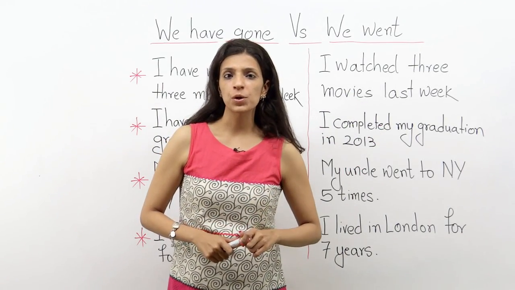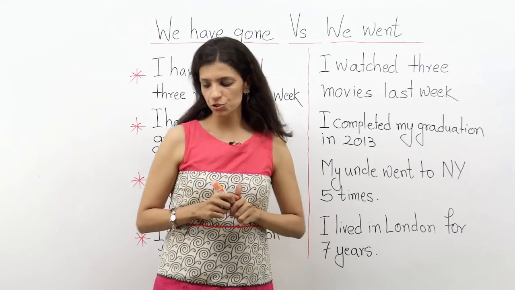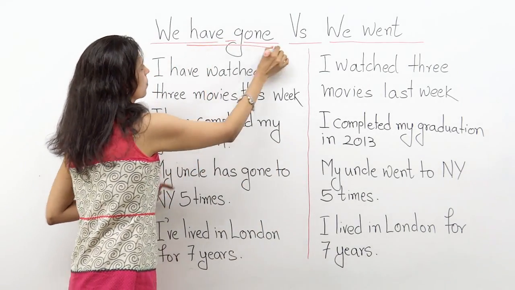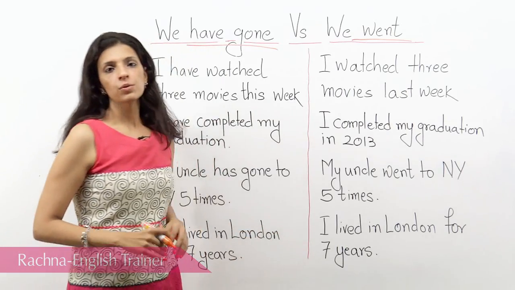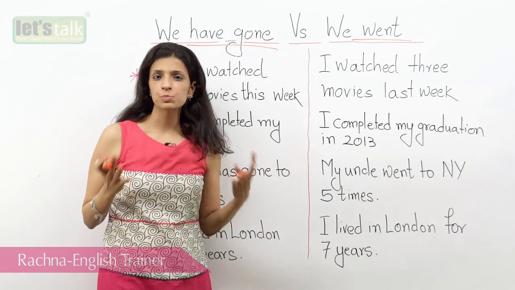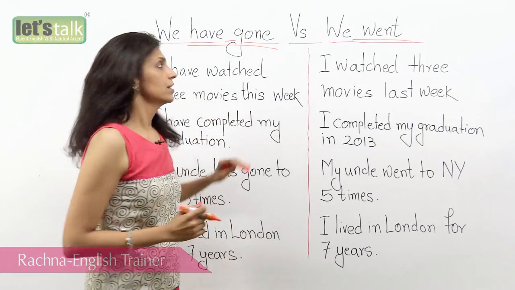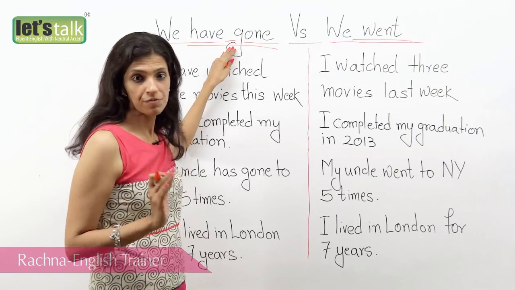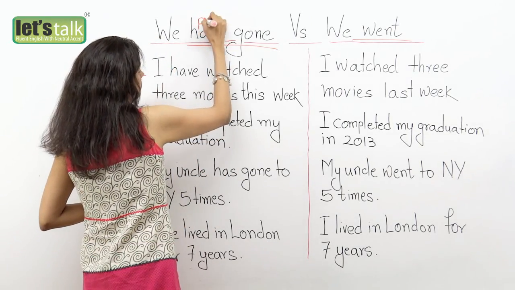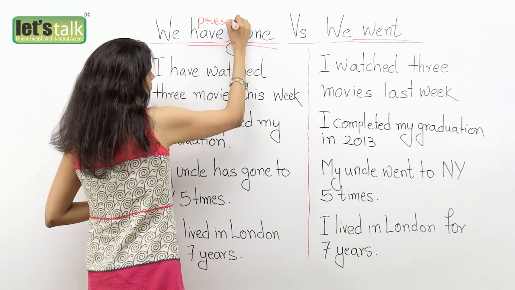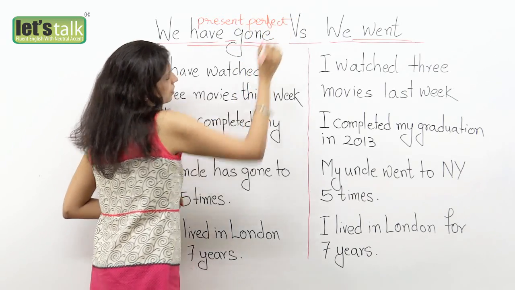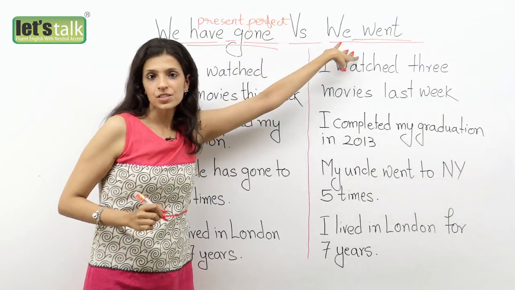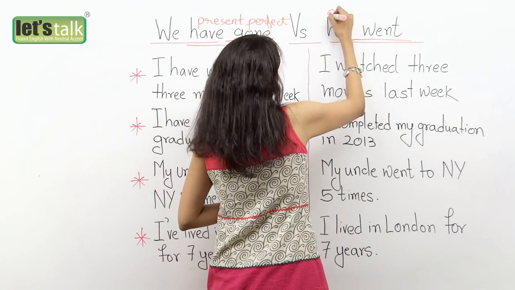Well, in today's lesson we are going to learn the difference between two structures, that is, "we have gone" and "we went." Well, a very common confusion amongst most people. Technically, "we have gone" is known as the present perfect tense. Okay, and when I say "we went," it's known as the simple past.